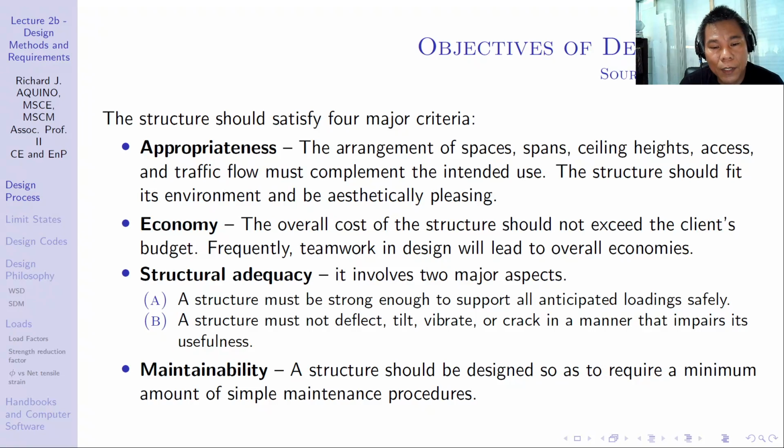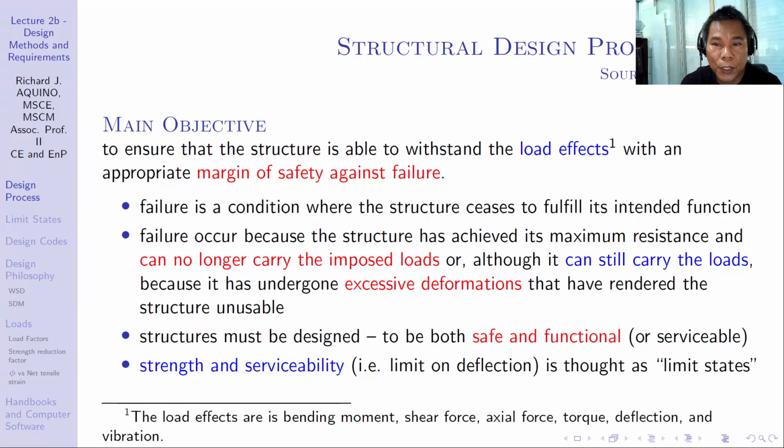For the structural adequacy, it involves two major aspects. First, a structure must be strong enough to support all anticipated loadings safely. Second, a structure must not deflect, tilt, vibrate, or crack in a manner that impairs its usefulness. And lastly, for the maintainability, a structure should be designed so as to require a minimum amount of simple maintenance procedures.